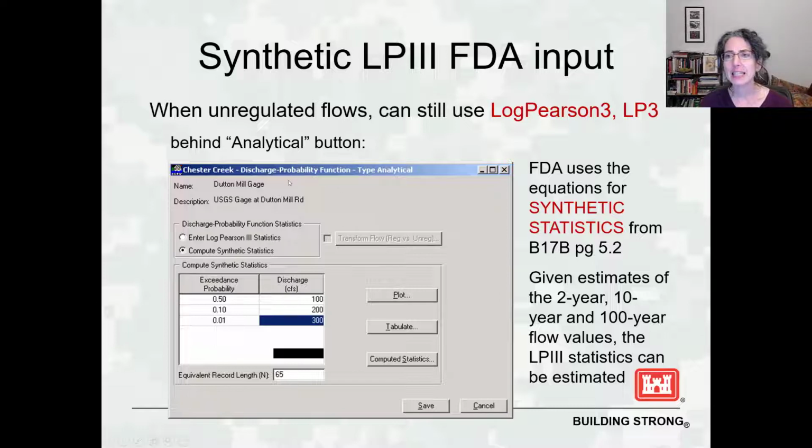Right, so in the FDA analytical frequency curve window, instead of entering log Pearson type 3 statistics, as we did from the flow frequency analysis based on gauge data, we're choosing compute synthetic statistics, and we enter a median, a 10%, and a 1% event, or a 2-year, 10-year, 100-year flow. We enter those 3 flow values, and FDA will use the synthetic statistics method to calculate an equivalent mean, standard deviation, and skew that matches the upper half of that curve. We're also entering the equivalent record length to describe the uncertainty.